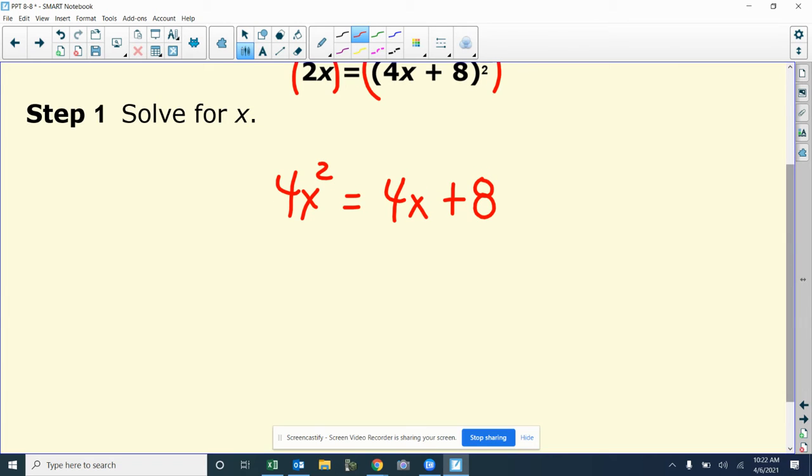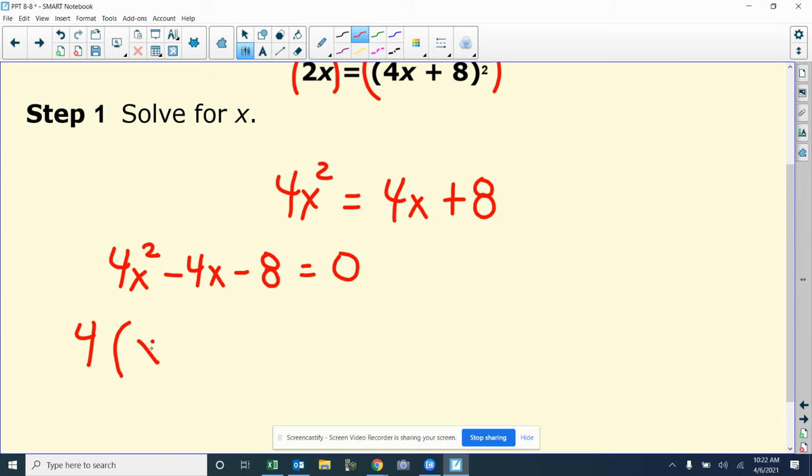All right, bring everything over. 4x squared minus 4x minus 8 equals 0, right? We gotta bring it over. Now, what's the difference between this one and other solving? It's a quadratic, isn't it? So we gotta do factoring, but before I factor here, I'm gonna take a 4 out of all those. That's a GCF, gonna make things a lot easier for me.